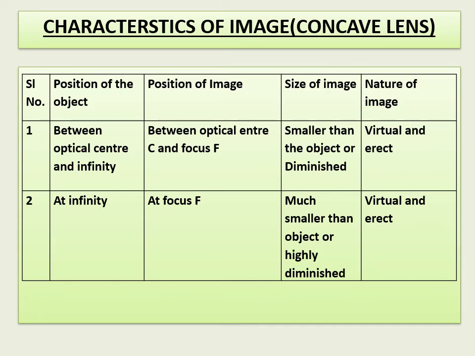So the position of the image formed will be between the optical center and the focus. The size of the image is smaller than the object, which in general you can write as diminished. The nature of the image will be virtual and erect.